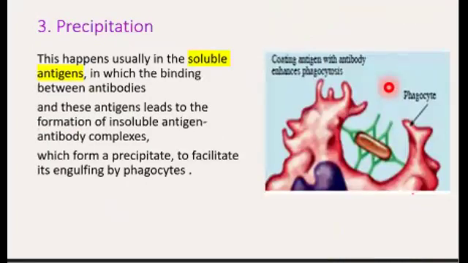Precipitation is the third mechanism of antibodies. The difference between precipitation and clumping or agglutination is that here there is a soluble antigen. So number three, precipitation, usually happens with a soluble antigen, in which the binding between the antibodies and this antigen leads to the formation of insoluble antigen antibody complexes, which form a precipitate to facilitate engulfing by phagocytes.